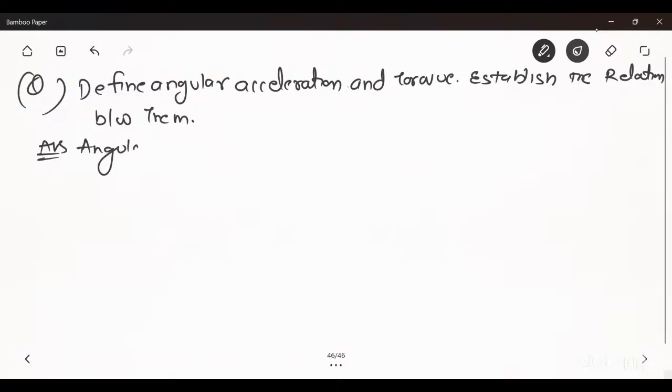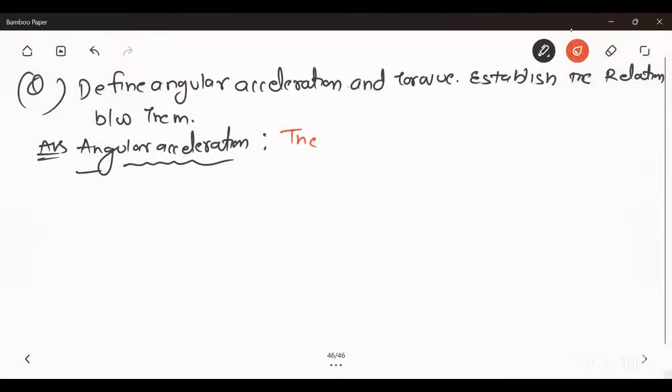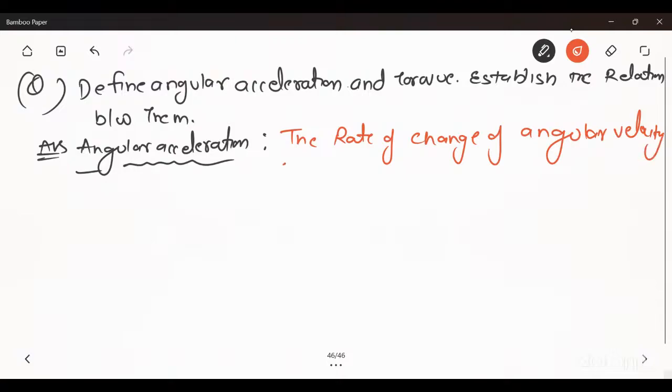Angular acceleration is defined as the rate of change of angular velocity with time. The rate of change of angular velocity with time is known as angular acceleration. It is denoted by alpha. Alpha is equal to d omega by dt. Okay, that was your angular acceleration.